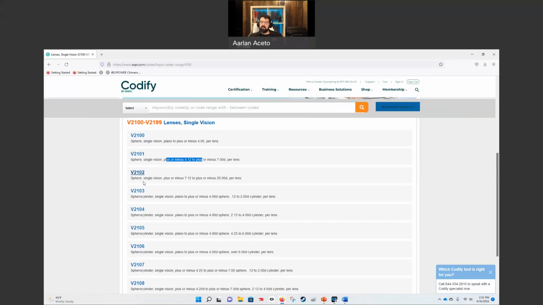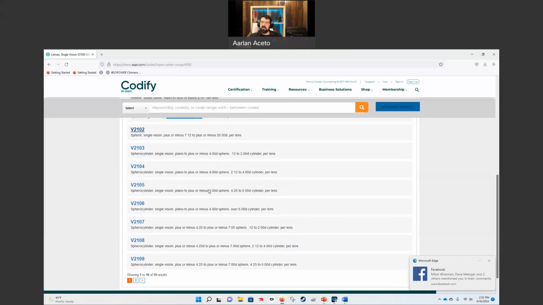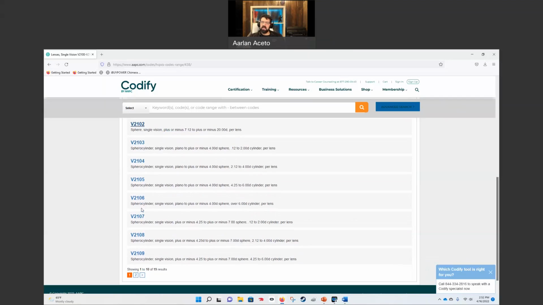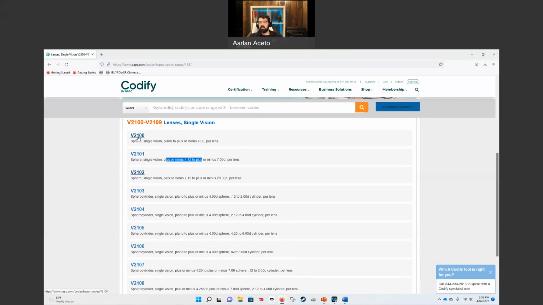V2102, plus or minus single vision, over 7, up to 20. Notice how, based on the type of lens, let's say it's sphere cylindrical, up to 4 diopter with up to 2 diopters of cylinder, up to 4 with up to 4 diopters of cylinder, up to 4 with 6 diopters of cylinder. Notice how, over 6 diopters, there are different ways for us to categorize every single lens that we have that's single vision, and there'll be one code for the right eye, one code for the left eye, and they both could be the same. They both could be a -2 sphere.